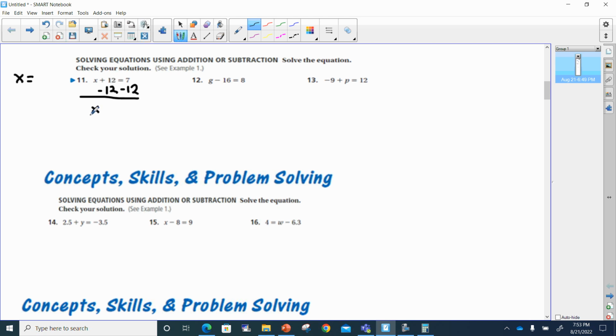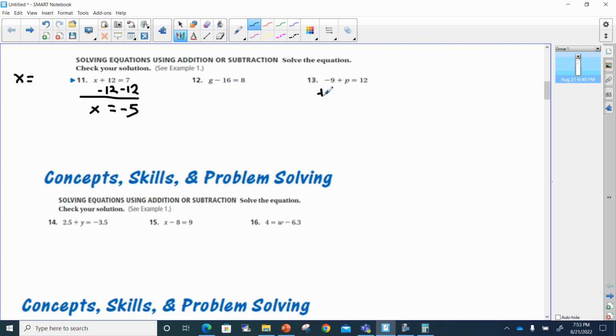So now x comes down. 12 minus 12 is 0. I'm not going to put that down there because y adds 0. And then 7 minus 12, that's a -5. So x is -5.